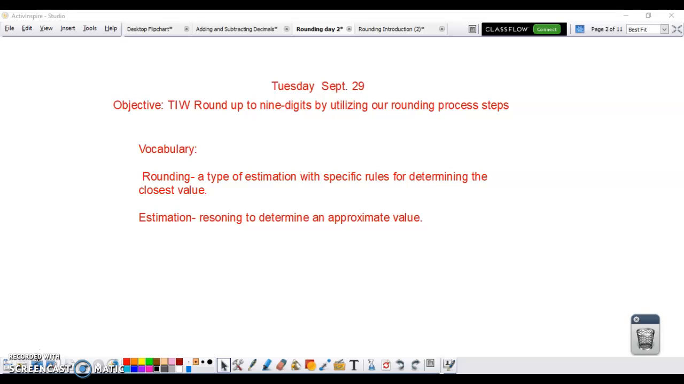Our key vocabulary for today is rounding, a type of estimation with specific rules for determining the closest value, and estimation, reasoning to determine an approximate value.